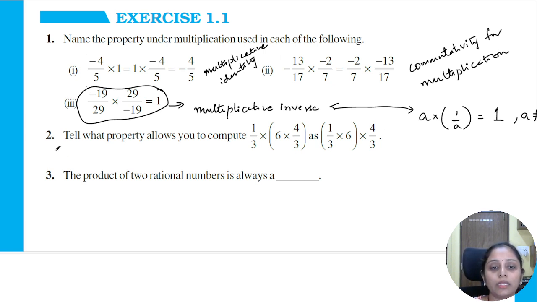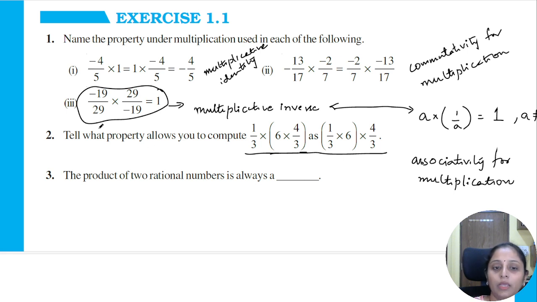Okay. Now second question, tell what property allows you to compute 1 by 3 into 6 into 4 by 3 is equal to 1 by 3 into 6 into 4 by 3. Now what are we doing here? We are shifting the placement of these brackets. First I have a operation b operation c, and then I am writing it as a operation b operation c. We have seen that this is nothing but the associativity for multiplication, right? So what is the property here? Associativity. And I am talking about the operation multiplication.